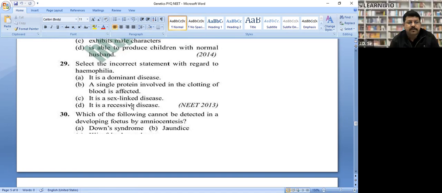So this is a sex-linked disease, right? It's the same like this one, color blindness. Same like color blindness. It follows the same pattern and has the same characteristics. It is a sex-linked recessive disease, right?